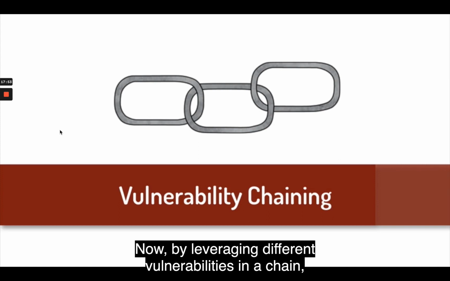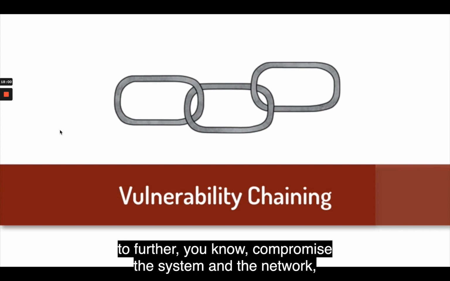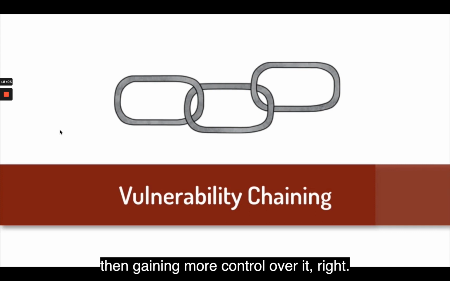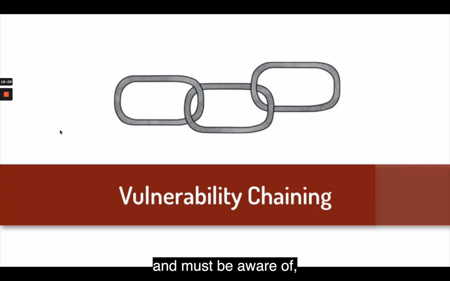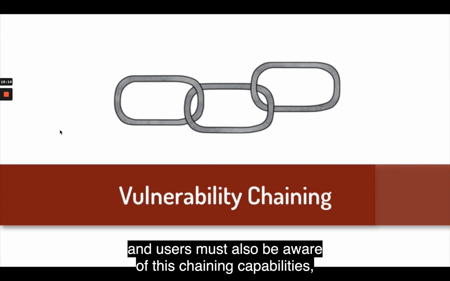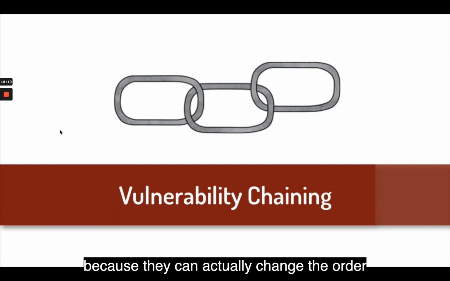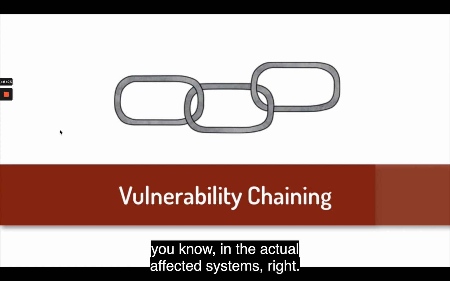Now, by leveraging different vulnerabilities in a chain, attackers can infiltrate progressively further, compromise the system and the network, and gain more control over it, right? This is something that PSIRT teams must be aware of, and developers, security professionals, and users must also be aware of these chaining capabilities, because they can change the order in which vulnerabilities need to be fixed or patched in the affected systems, right?